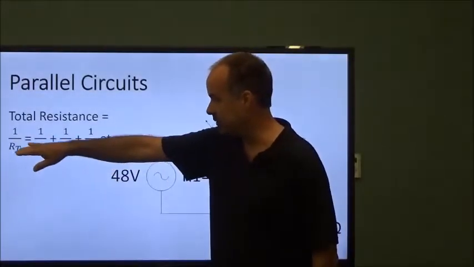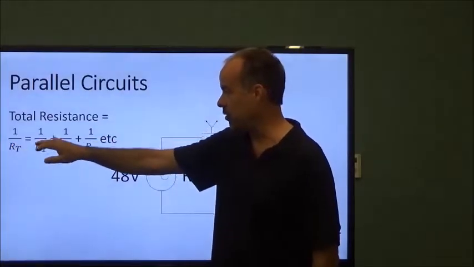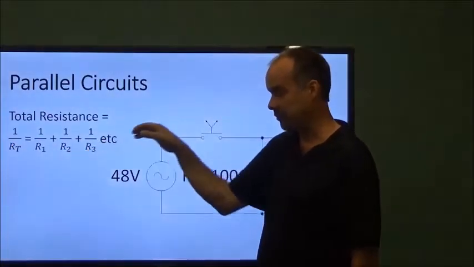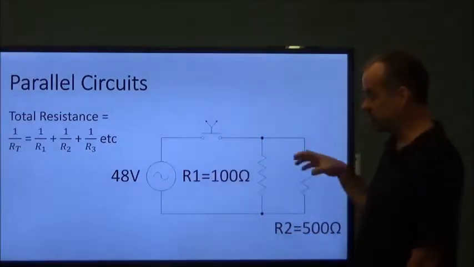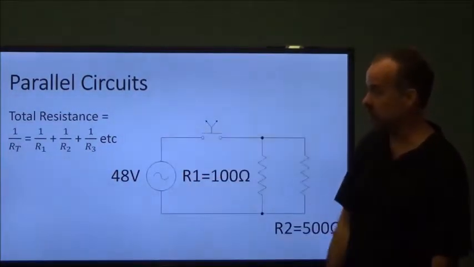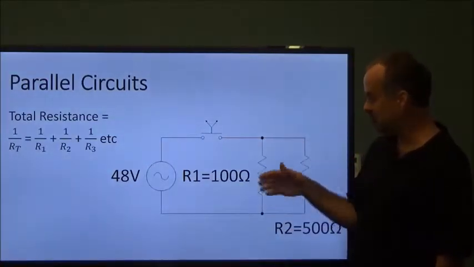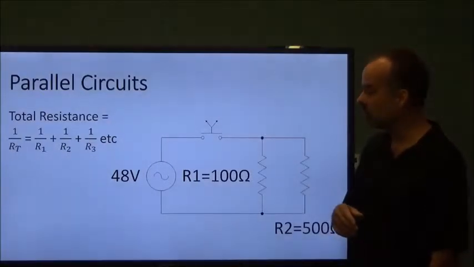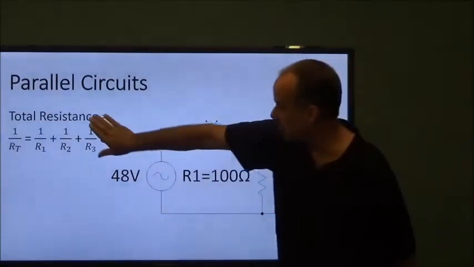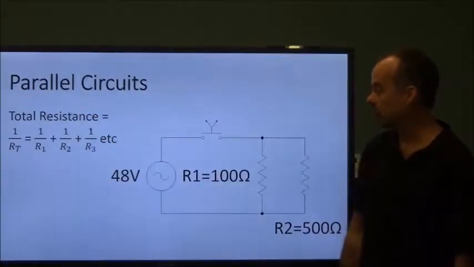It's 1 over total resistance equals 1 over R1 plus 1 over R2 plus 1 over R3 and so on and so forth. Depending on how many different branches you have in your network is how many that you add together. In this particular case, we're trying to keep it simple. We only have 2 branches, so we're just going to use 1 over R1 plus 1 over R2.